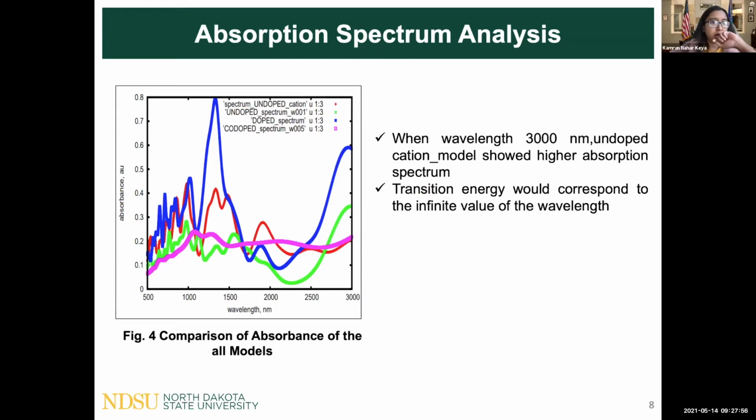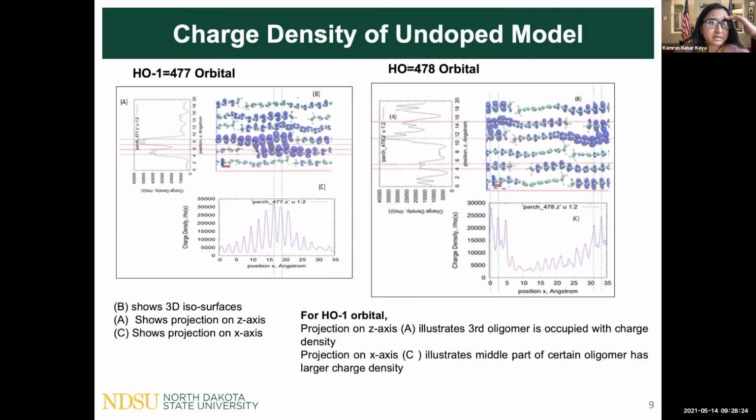From this one, we are able to see that the cationic state and the undoped cationic state, compared to the other models, show more absorption when the wavelength is longer. It is like the reverse of the absorption spectrum. Next slide.